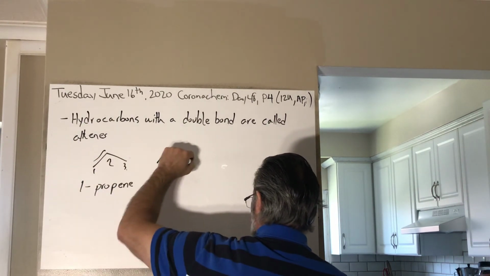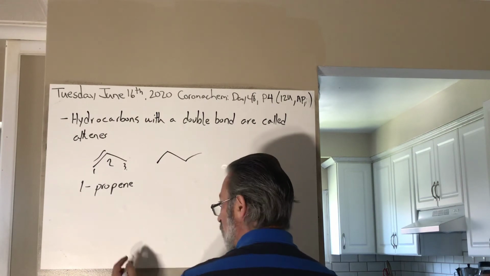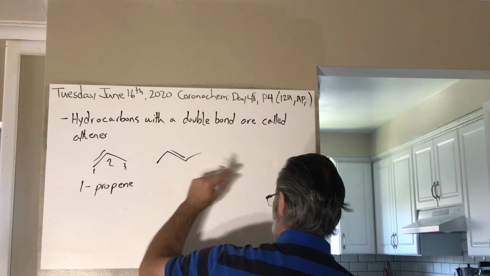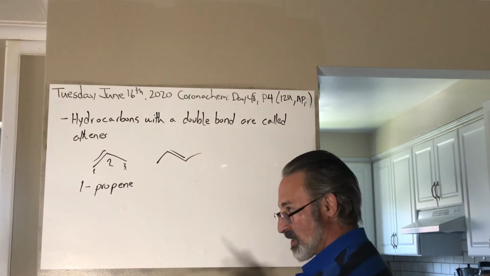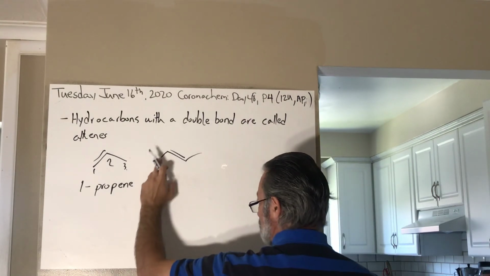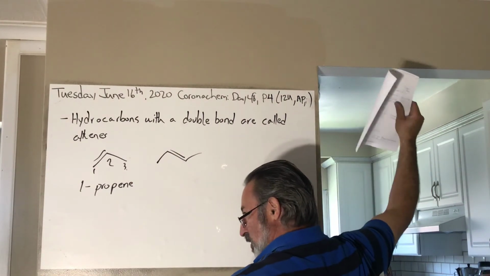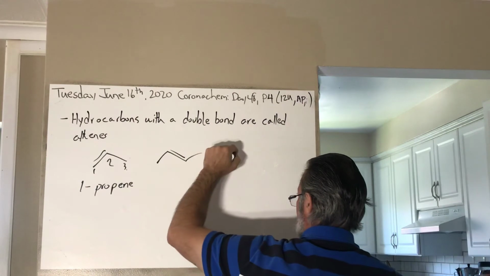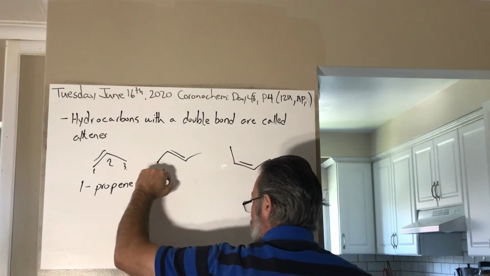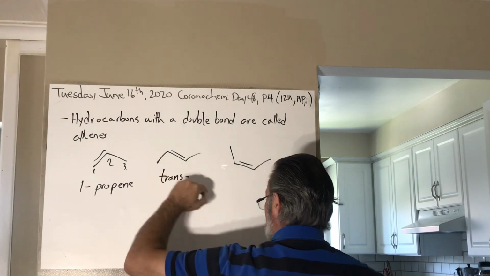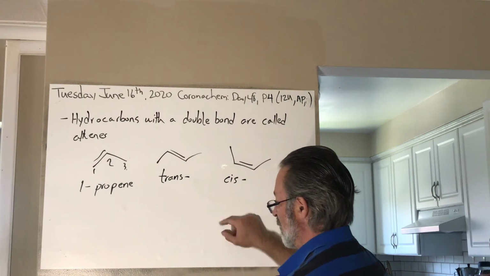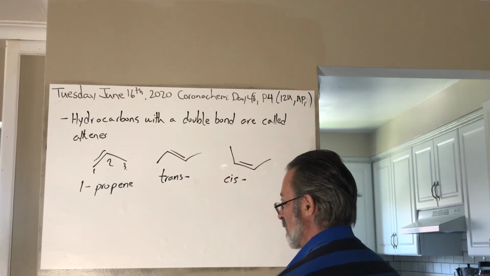If I have 4 carbons in a row, but with a double bond in the middle, now it creates a situation where, because this double bond locks the carbon atoms, doesn't allow them to rotate anymore, you can either lock the methyl groups on opposite sides, or you can lock them on the same side. So you can get this, or you can get that. If you get this, it's called trans. If you get this, it's called cis. If they're on the same side, they're called cis. If they're on opposite sides, they're called trans.